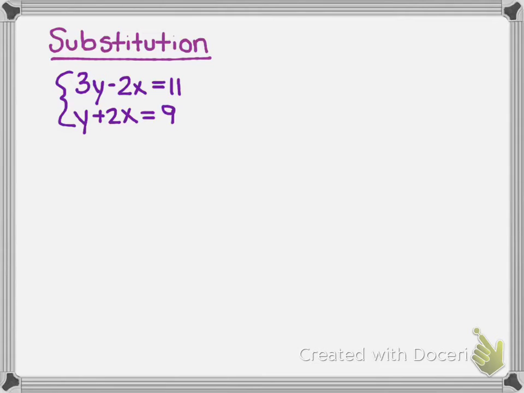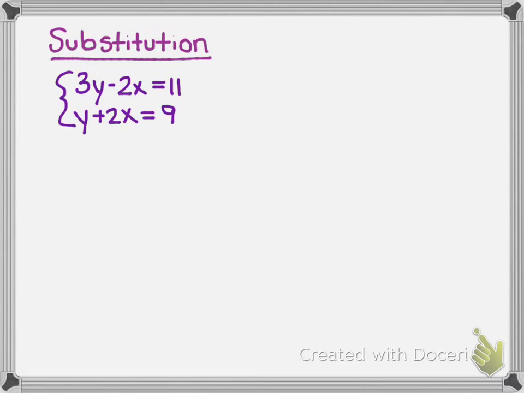Now we're going to look at how to solve a system by using substitution. Your goal with substitution is to essentially take either linear function, so either equation, the top one or the bottom one, get it equal to either x equals or y equals, and then you plug that portion in for either the x or the y that you substituted for.